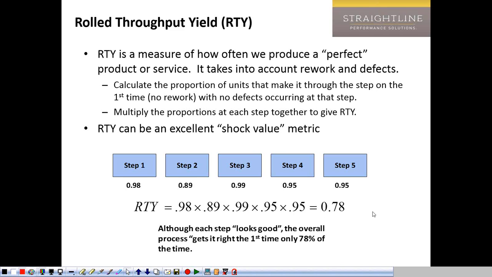That's the good side. The bad side is it's very difficult to measure, right? Because you've got to measure different process steps, and you've got to look at how much good stuff is coming in. You've got to look at how much rework there is. So it's definitely very difficult to measure. There's some good side and some bad side to it.